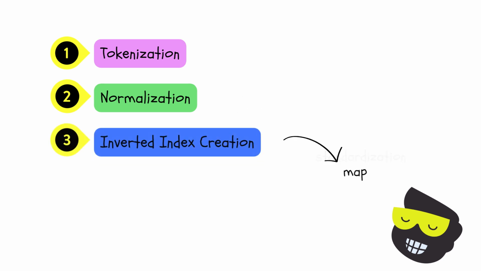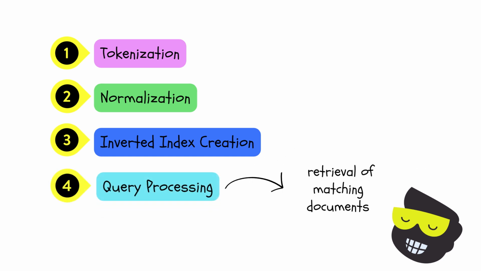We have the inverted index creation. So an inverted index is created, which maps terms to the documents in which they appear. Then we have query processing. So the Boolean query is parsed and the appropriate Boolean operations are applied to retrieve the matching results.